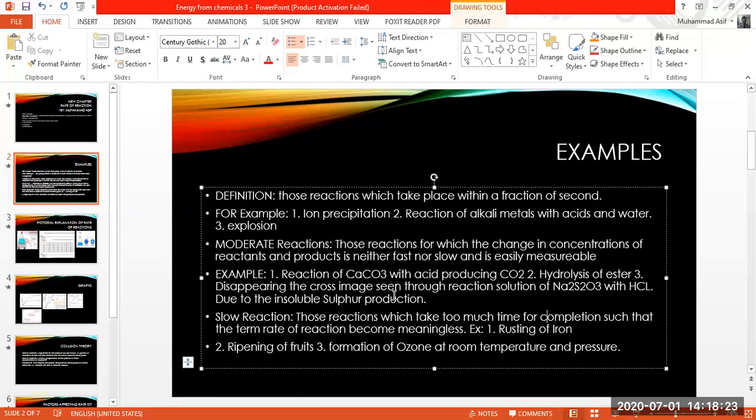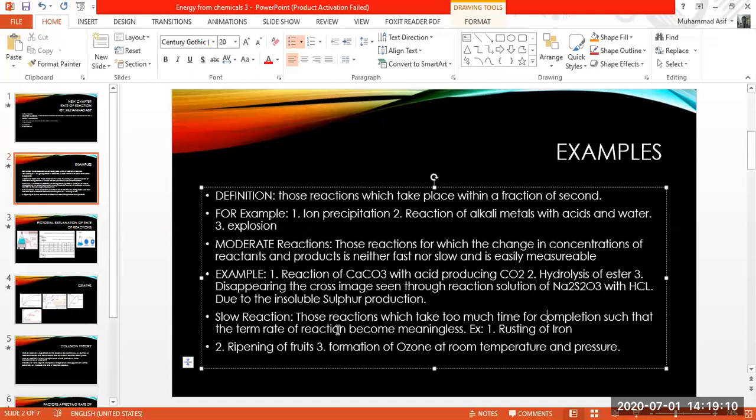The third type is slow reactions. Those reactions which take so much time for completion that the rate of reaction becomes meaningless. Examples: number one, rusting of iron. The rusting of iron takes place throughout all the time. That's why the rate of reaction for rusting of iron is not easy to measure, because the reaction is too slow. Second is ripening of fruits.